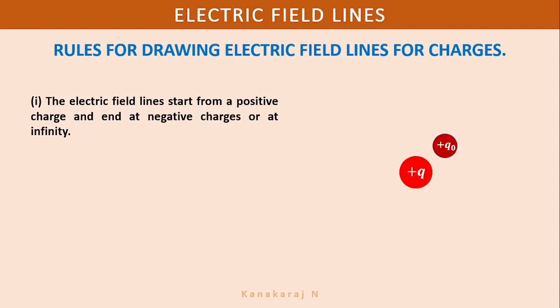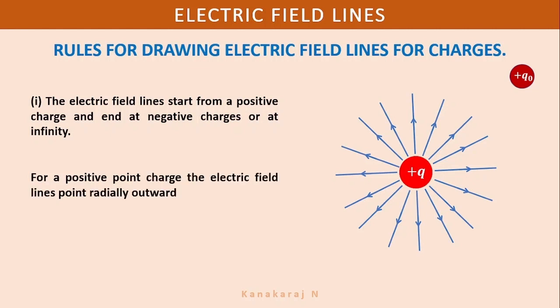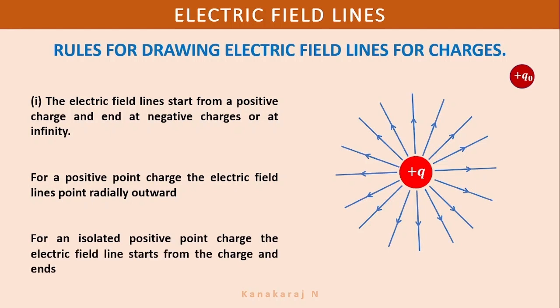For an isolated point charge, this is a source charge plus Q, and plus Q naught is a test charge. The plus Q naught experiences a force and it is repelled away. Wherever you keep plus Q naught around plus Q, it will be pushed away radially. So, this is the direction around the plus Q through which the test charge will move. For a positive point charge, the electric field lines point radially outward. This is the direction in which the test charge moves. For an isolated positive point charge, the electric field line starts from the charge and ends only at infinity, because there are no nearby other charges or any conductor.